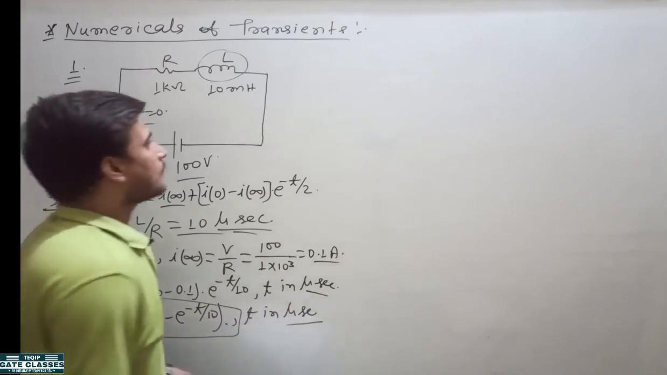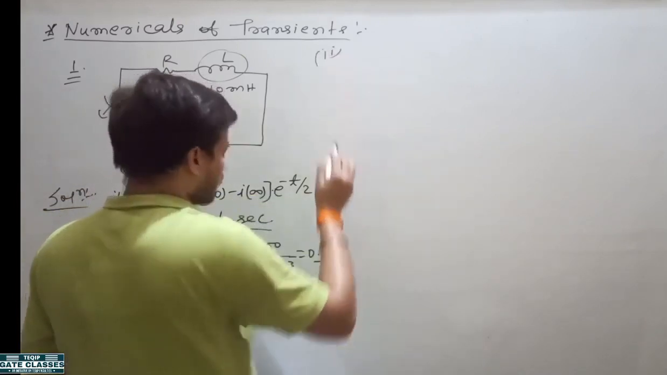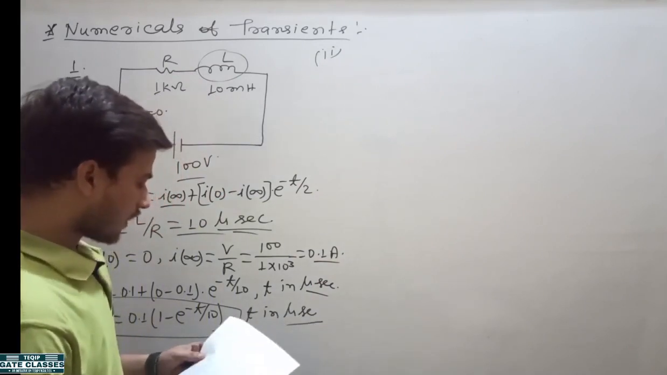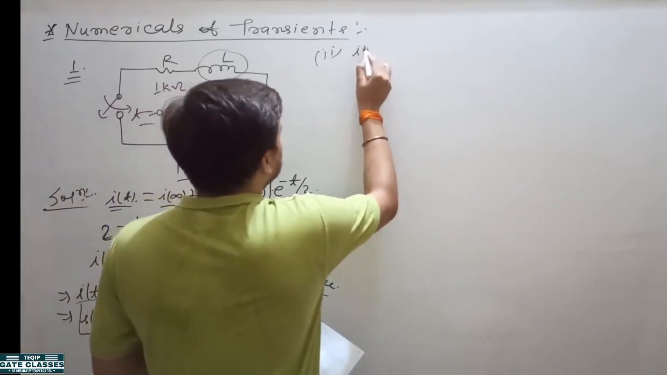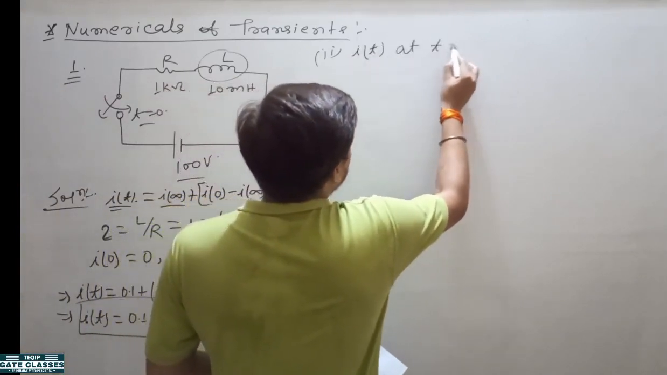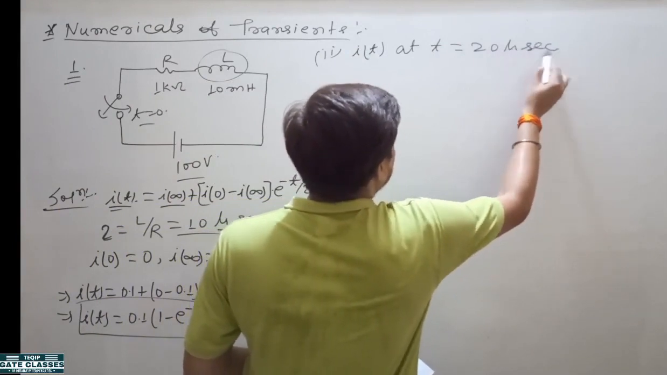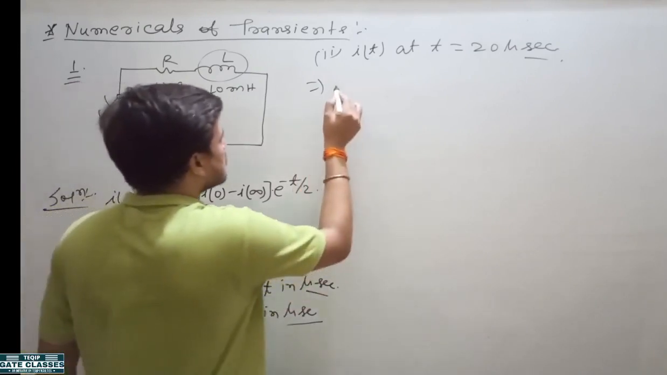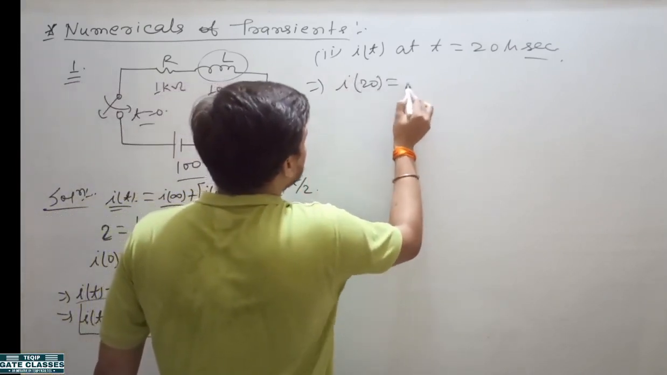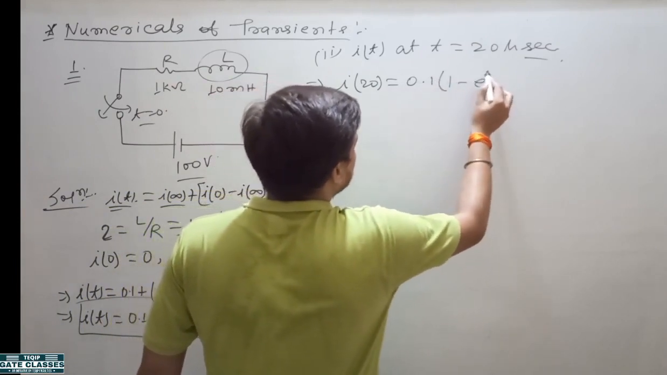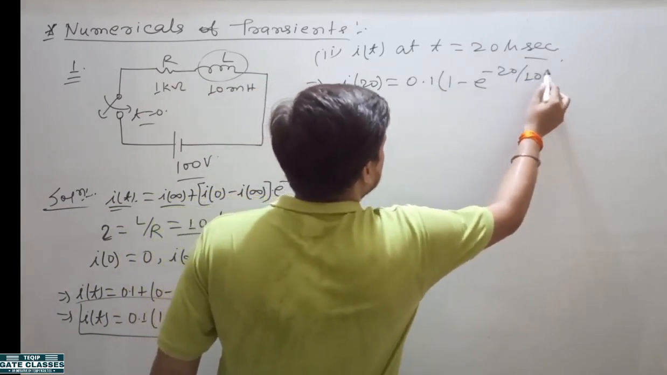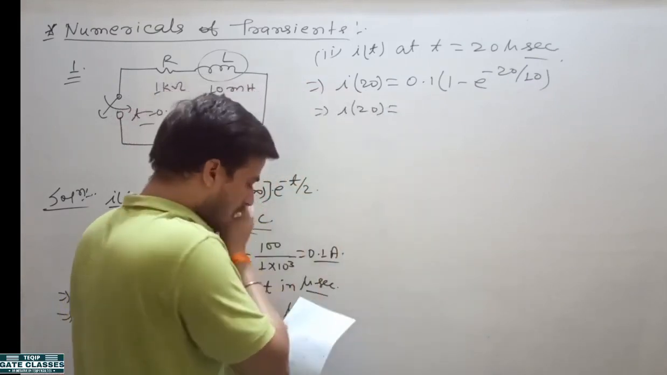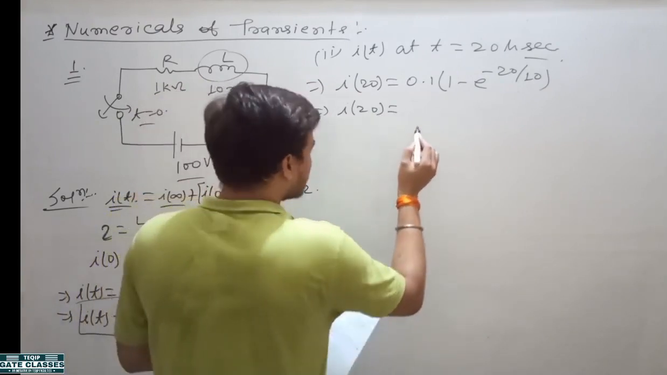Clear? Come to the second part of the question. We have to find the value of current i(t) at t equal to 20 microsecond. So we put t equal to 20 in this expression. I(20) will be equal to 0.1 into 1 minus e to the power minus 20 divided by 10. From here, I(20) will be equal to 86.5 milliampere.